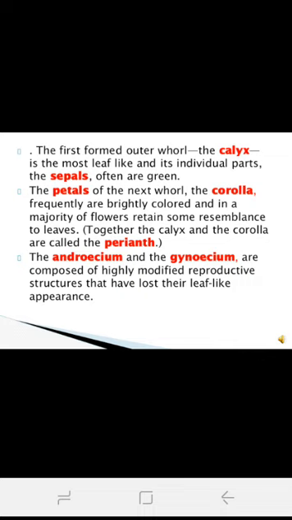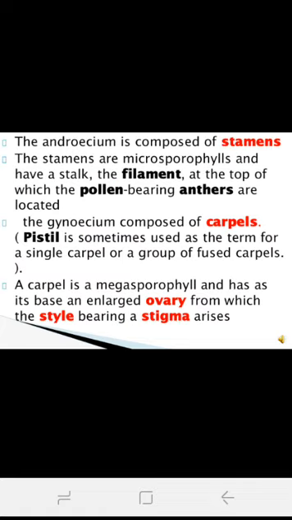Then let us pass on to the essential whorls of a flower, that are androecium and gynoecium. Androecium is composed of stamens, gynoecium is composed of carpels. So take an example of a stamen. A stamen has a small long structure known as the filament. At the top of the filament, the anthers are attached. Anthers actually contain the microspores or pollen grains.